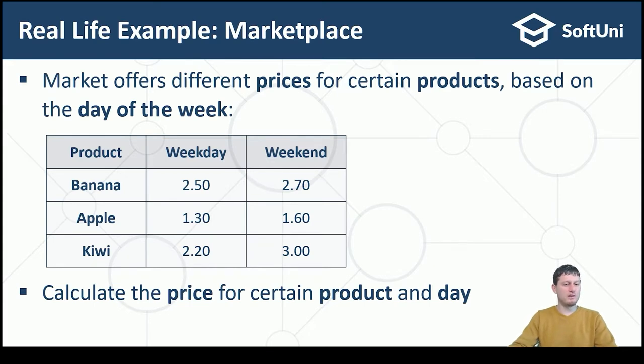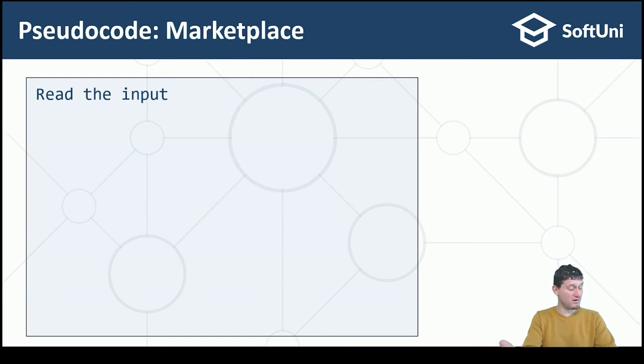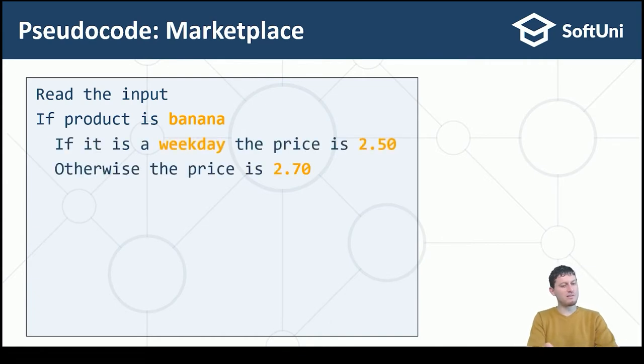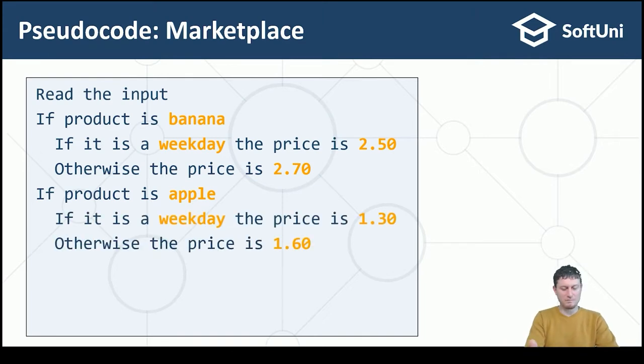But how to do this? It would be something like this. Read input: what is the product and what is the day of the week. If the product is banana, we have two cases. If it is a weekday, the price should be 2.50. Otherwise, the price will be 2.70. If the product is apple, again, we have two cases. If it is a weekday, the price is 1.30. Otherwise, the price is 1.60.